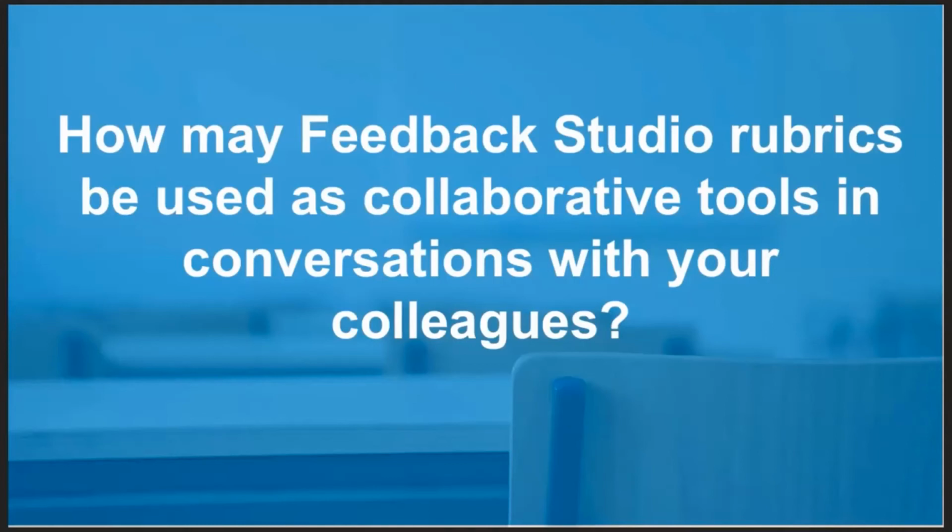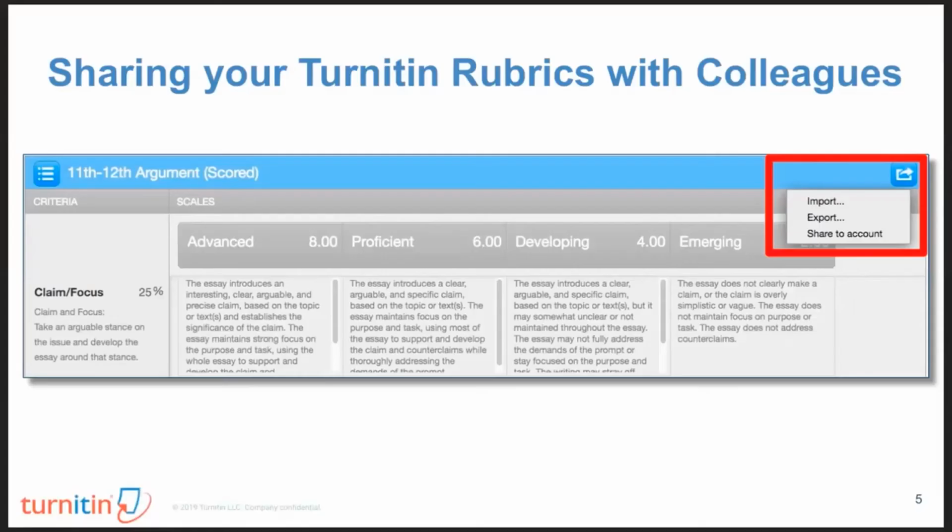Now that we've taken a look at a couple of ways to get students thinking more about rubrics and their potential for true writing development, let's do the same for other instructors. How may Feedback Studio rubrics be used as collaborative tools in conversations with your colleagues? Rubrics can help to calibrate grading across departments, schools, and districts. A rubric can be used to create shared definitions of proficiency. When faculty all use a rubric in the same way, it makes the student evaluation process more consistent and efficient. It also promotes horizontal and vertical alignment across these departments and districts.